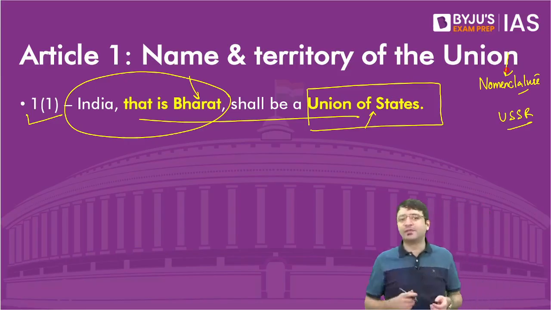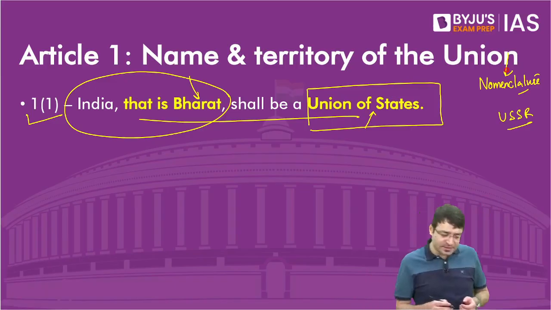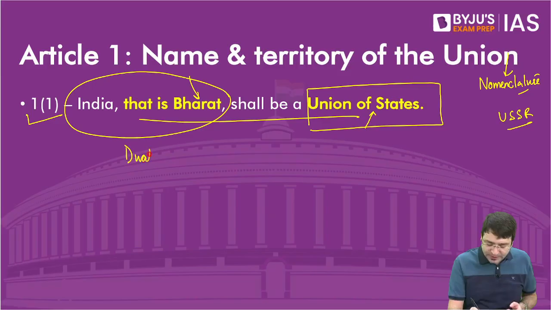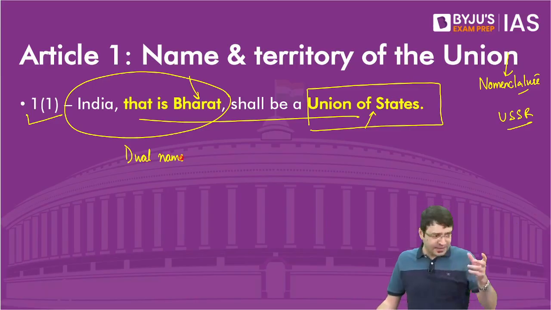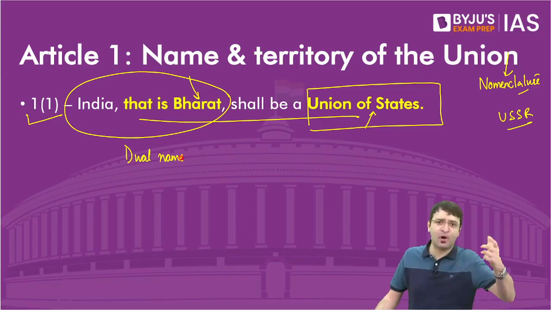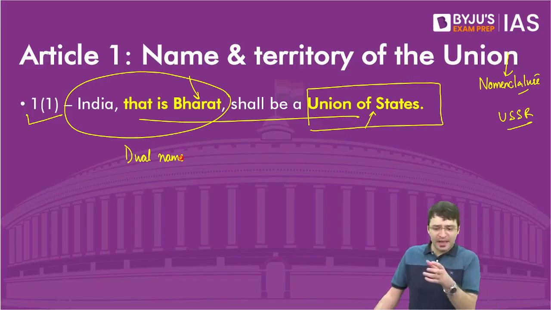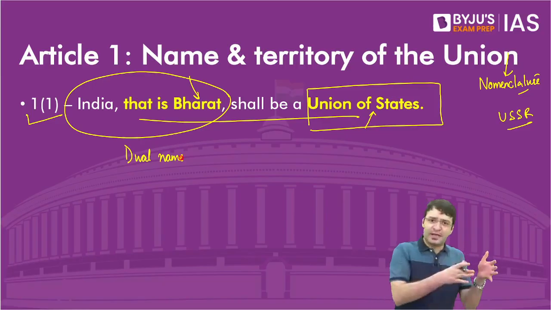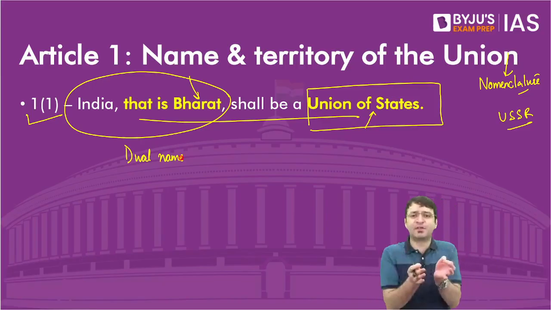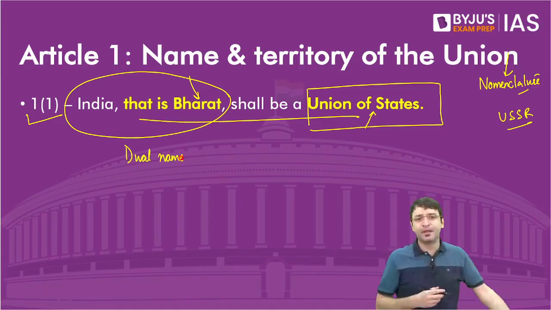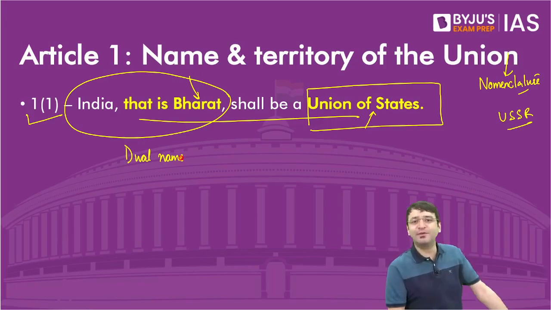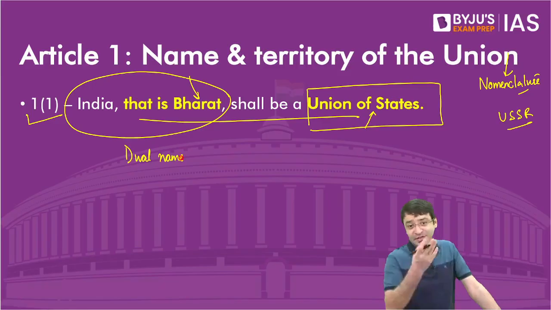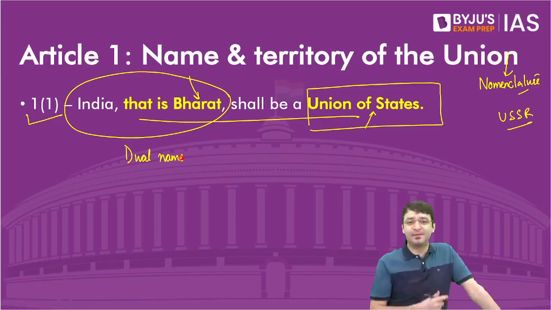And ultimately there was a consensus. The consensus was, let's have a dual name. Let's call this country India as well as Bharat. India reflecting modernity, the modern name by which we were known, and tradition, Bharat. So India, that is Bharat, should be the name of this country. We have a dual name. At that time, everybody was satisfied. Those who believed in modernity said, look, the name of this country is India. Why? Because it starts with India.